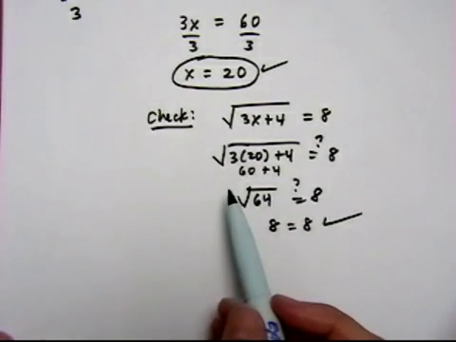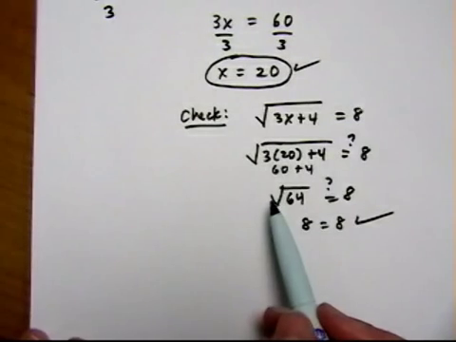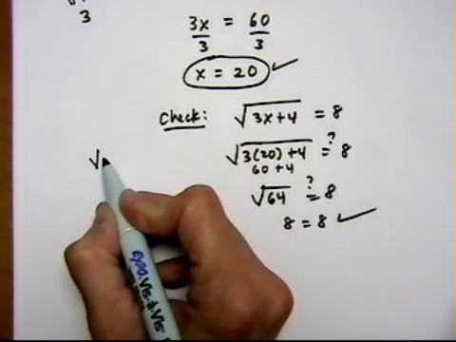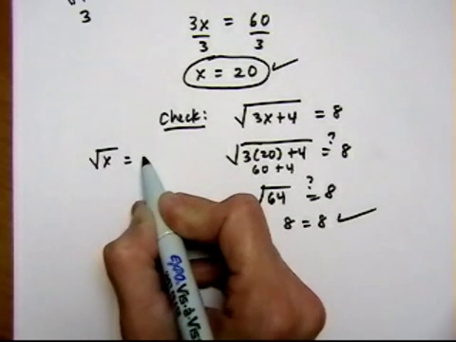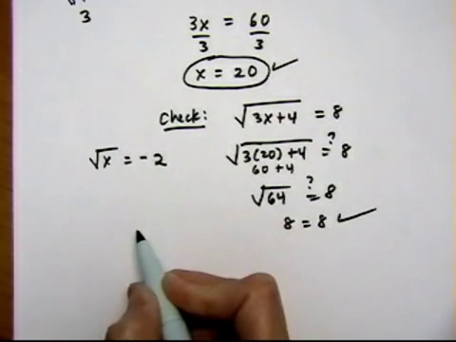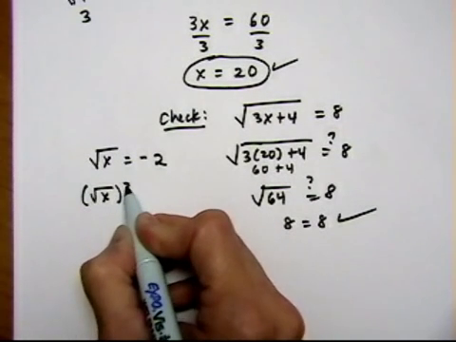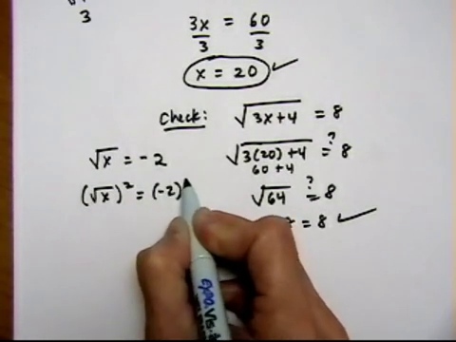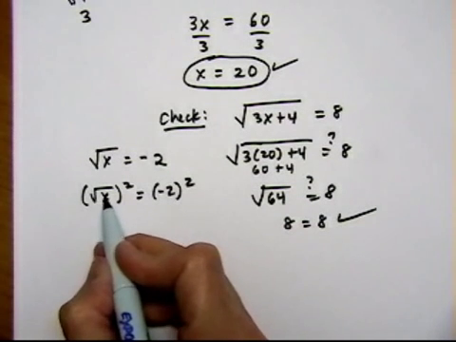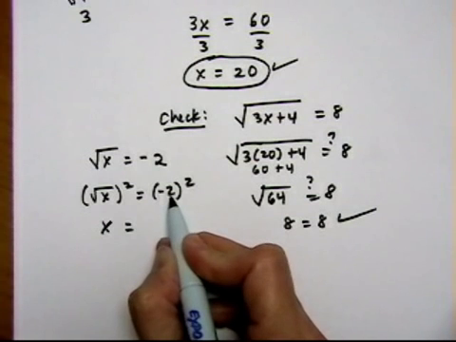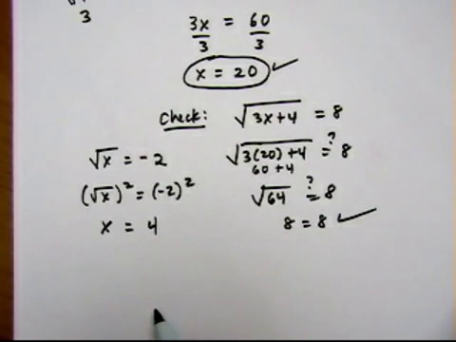Now if it seems strange that you might get a solution that doesn't work, even though you do the math steps correctly, think of this equation instead. If we had square root of x is equal to negative 2, if I square both sides, I get square root of x squared equals negative 2 squared. And if I have the square of a square root, I get the insides out. X is equal to negative 2 squared, which would be 4.